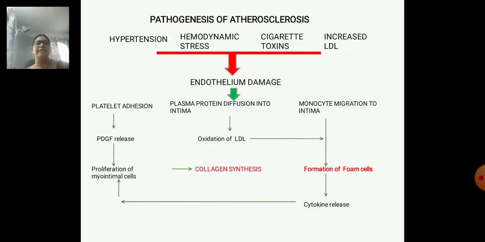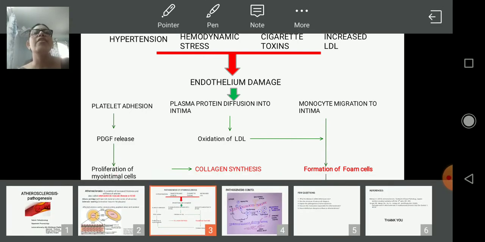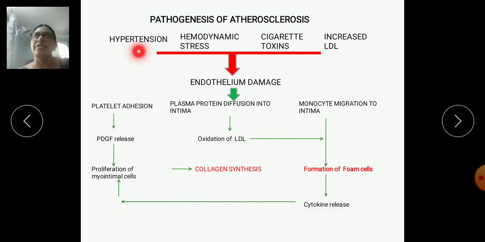Here is the pathogenesis, that is how it takes place. Hypertension is one cause. Second is hemodynamic stress. What is hemodynamic activity? Hemodynamic activity means the physiology of the blood vessel. That means how much blood is flowing, whether the oxygen tension is proper, whether the carbon dioxide tension is proper, whether the gas exchange is proper, whether the total amount of hemoglobin present is normal. That is the hemodynamic condition.